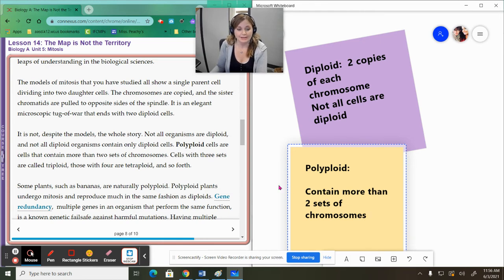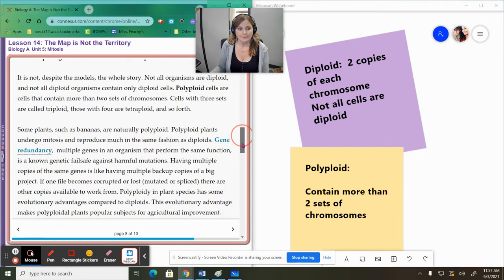In fact, there are some organisms that are triploid, meaning they contain 3 sets, or tetraploid, meaning they contain 4 sets, and so on and so forth. Obviously, our model of mitosis wouldn't fit well with these types of organisms, depending on the type of organism we're talking about, right? We're focusing on simplifying what cell division actually is and looking at diploid organisms, but the picture might be slightly different when we're looking at triploid, tetraploid, or other types of polyploid organisms.